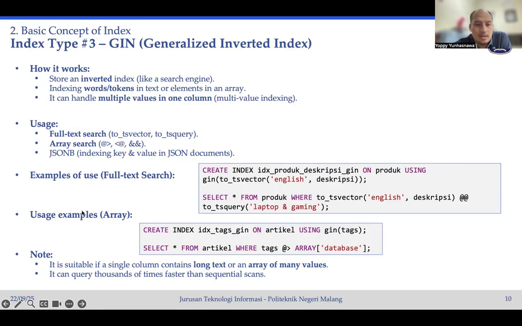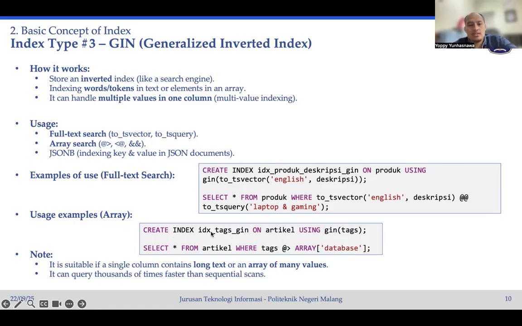So this is another usage example, but this time on the array data type. This one is CREATE INDEX idx_tag_gin ON article USING GIN (tags). So this means that we are creating a GIN index on the tags column, on the article table.